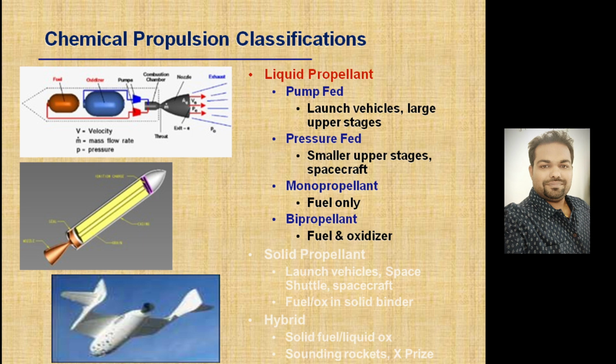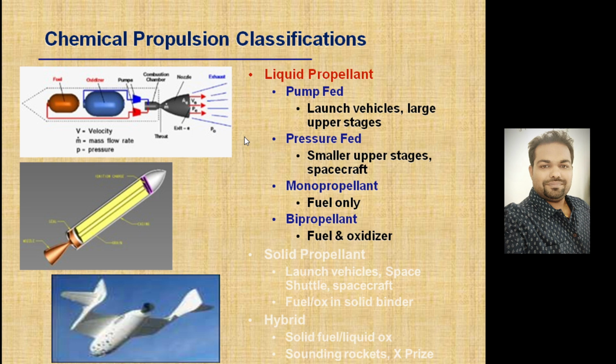So if we look at the chemical propulsion classification, here basically liquid propellant. When we talk about liquid propellant, we have two different containers. One will have fuel, another will have oxidizer, and both are in the form of liquid, and both have to be mixed in the combustion chamber at the appropriate fuel and oxidizer ratio. For that purpose we need two separate pumps, one pump for oxidizer, one pump for fuel, and then both are mixed here in the combustion chamber, and finally combustion occurs, and it's expelled through the nozzle, and we get the thrust.